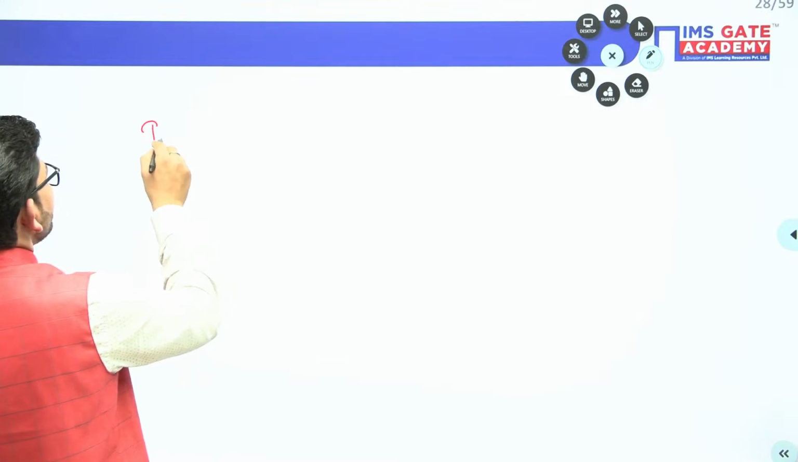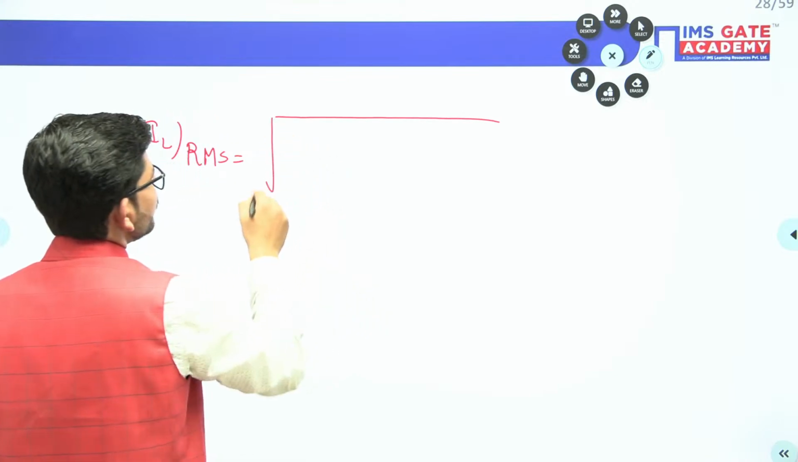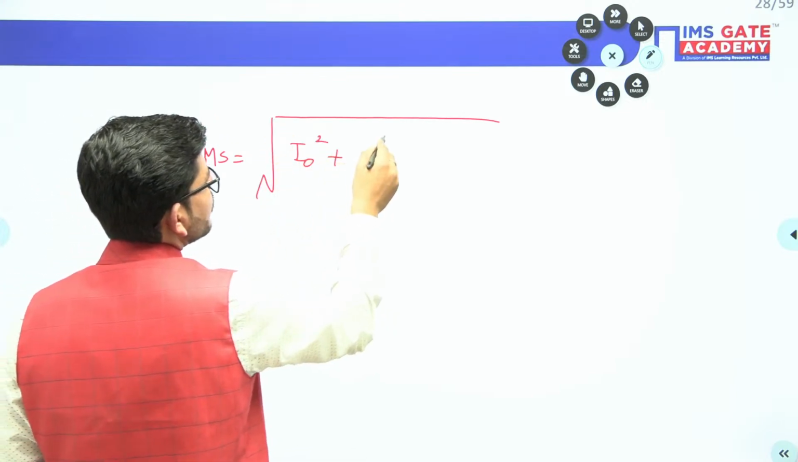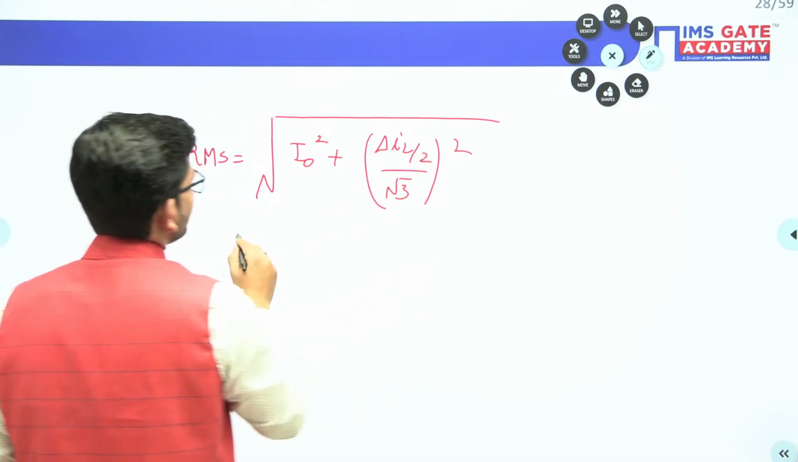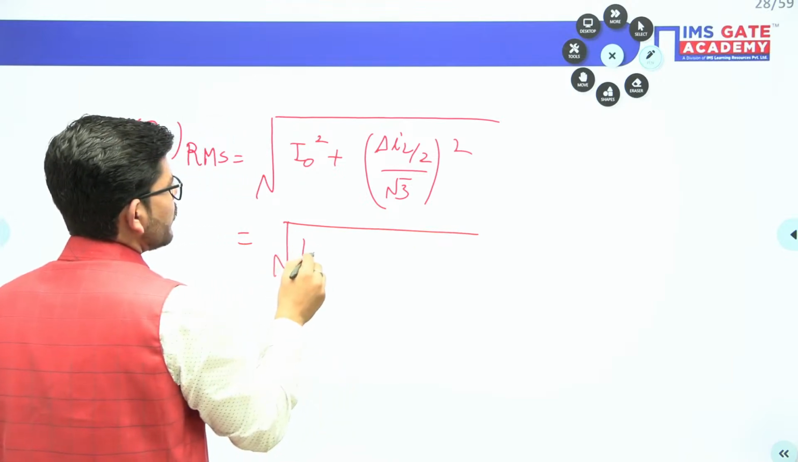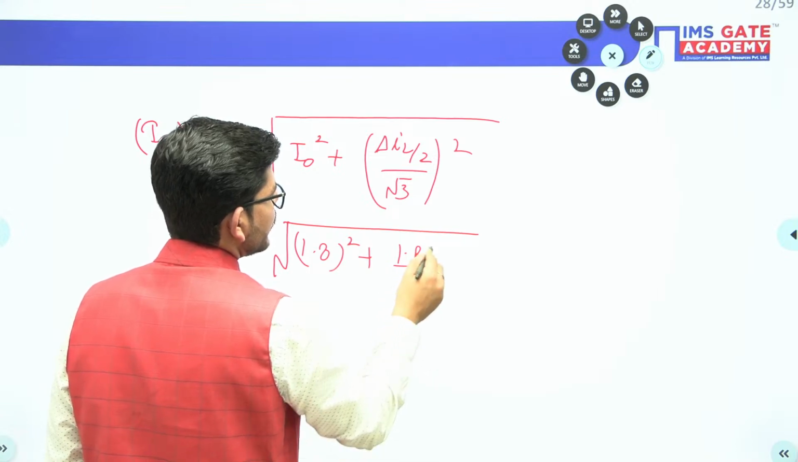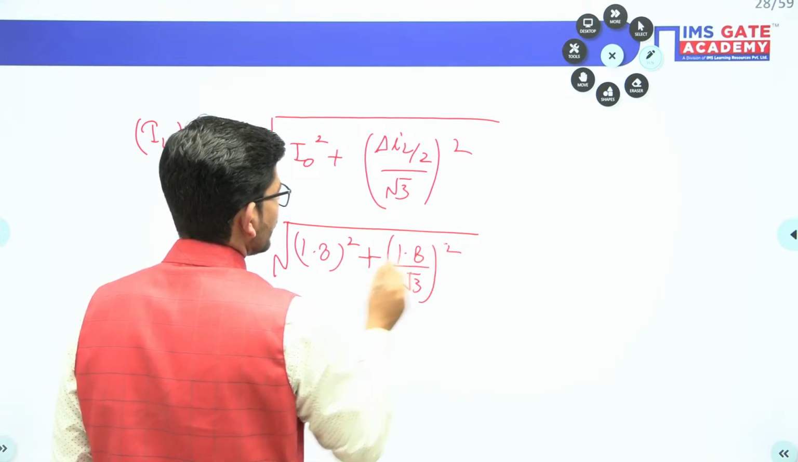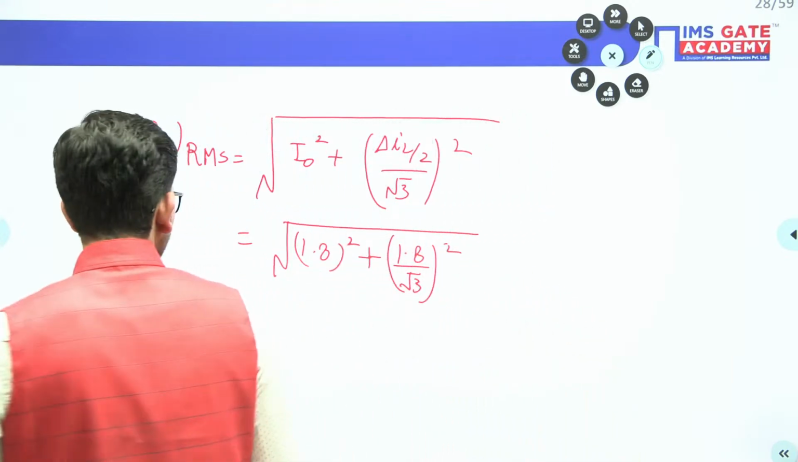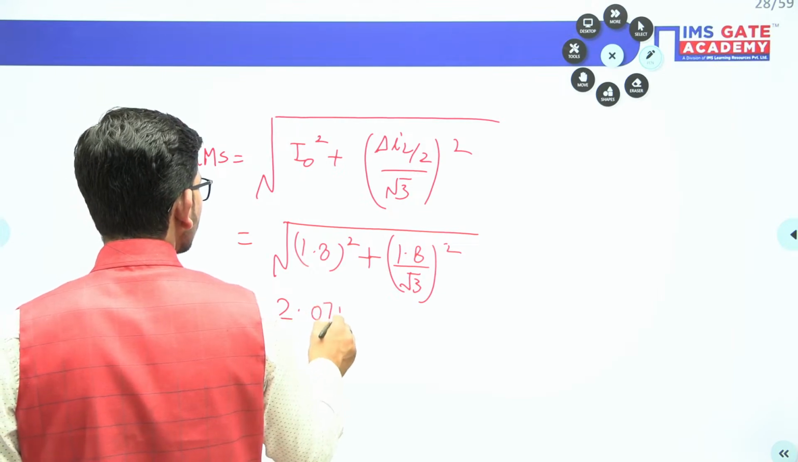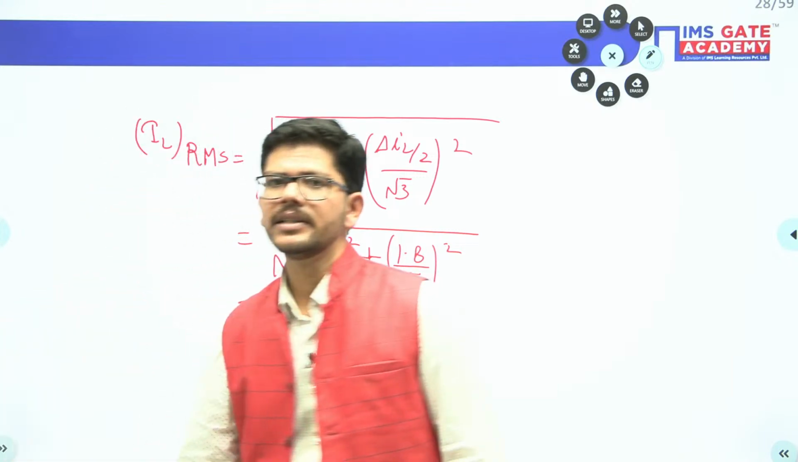So now it's time to calculate the RMS value of inductor current. So inductor current RMS value will be what? It will be the square root of I naught square plus del IL by 2 divided by root 3, square. So I naught value is 1.8 square plus del IL by 2 is also 1.8 divided by root 3, square. So finally when you solve it, what is the answer that you are getting? The answer will be 2.078 or approximately 2.1 ampere. So that will be the answer.